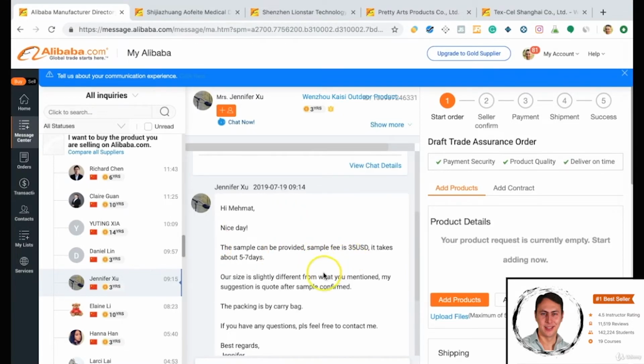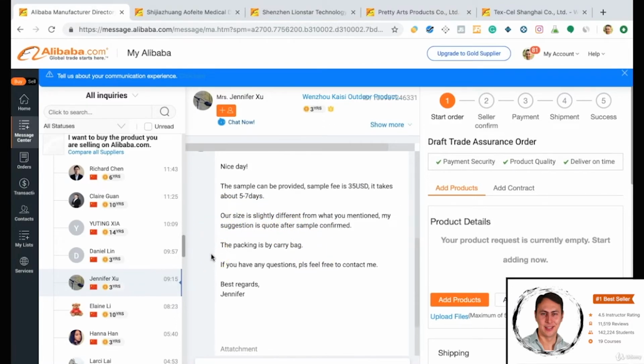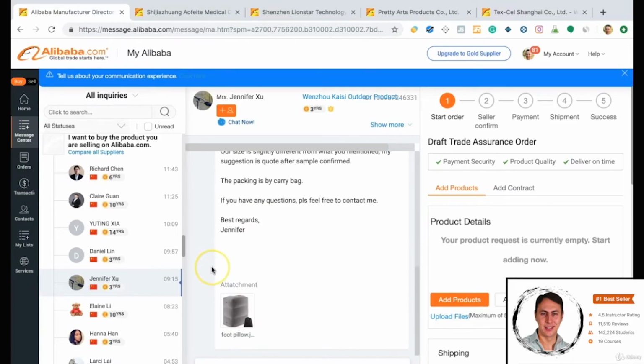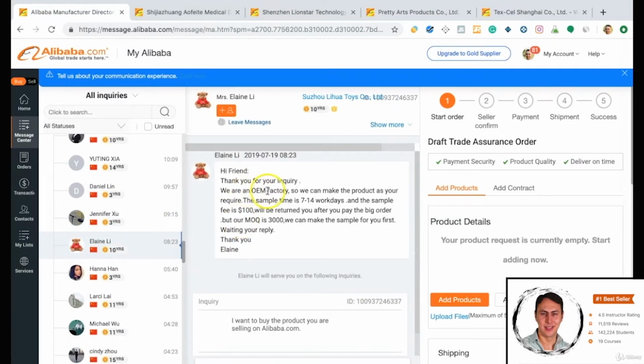I think there is someone who seems to answer properly. For the sample $35, and it will take 5 to 7 days. The size is a little bit different than yours. This company might be considered, however we asked plenty of questions and few of them were answered. I think it is not the correct company.